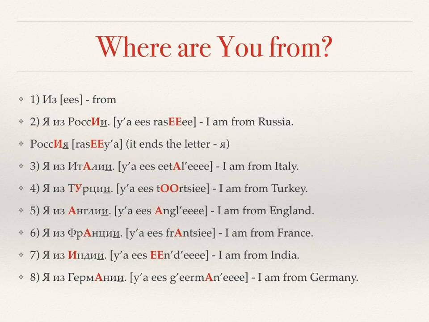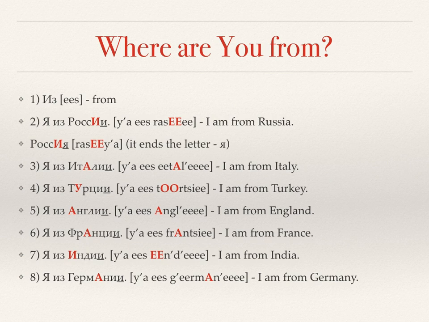Where are you from? Number 1. из, from. Countries ending in the letter я, which go after the preposition из, from, change the letter я to the letter е at the end. All the countries that we have just pronounced end in the letter я. So that's why after the preposition из, from, all the countries have the letter е at the end.